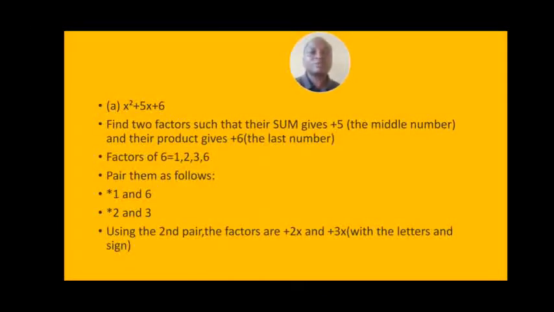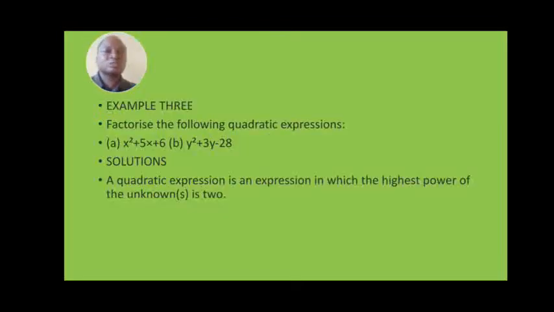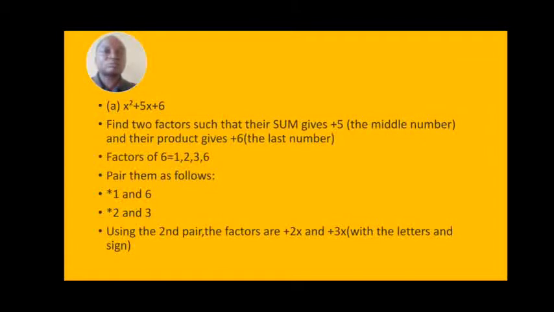We have the first question there, x squared plus 5x plus 6. Now we're going to use what we call the trial and error method. That is what we are using. For you to use the trial and error method, you find two factors such that their sum gives you the middle number, which is plus 5, and their product gives you plus 6, which is the last number.